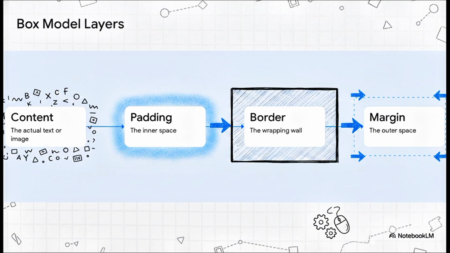At the very center, you have your content. Wrapping around that is the padding, which is the internal breathing room. Then comes the border, which is the physical wall of the box. And finally, the margin, which is the external personal space that pushes neighboring elements away. Have you ever wondered how UI designers create those modern, airy interfaces that feel so effortless to navigate? Well, it all comes down to manipulating these specific spacing variables.